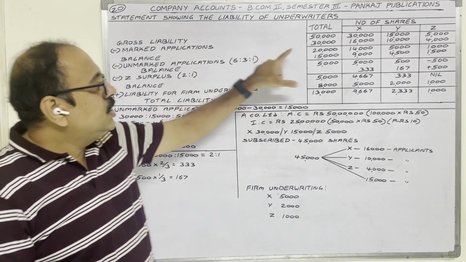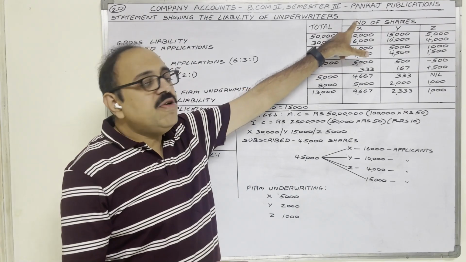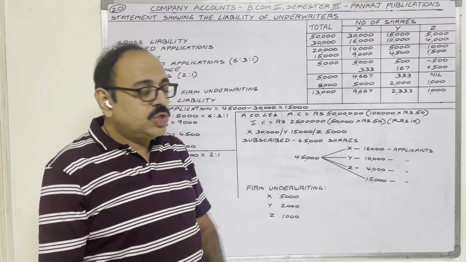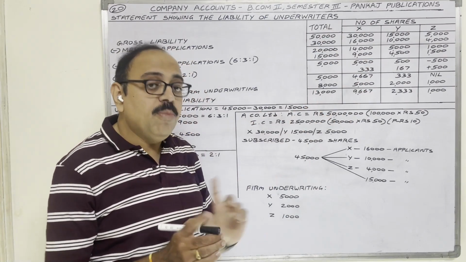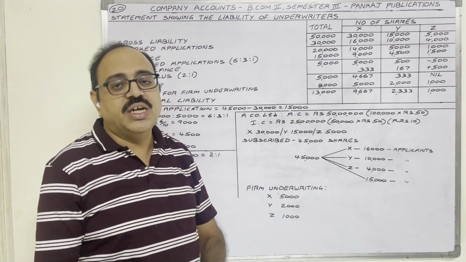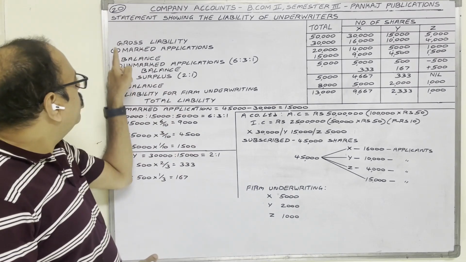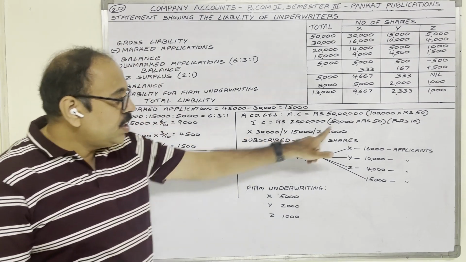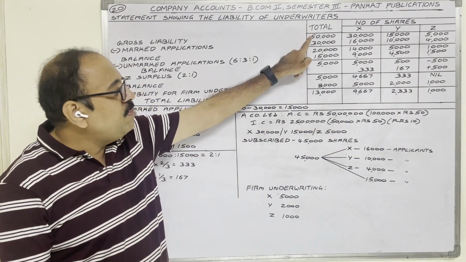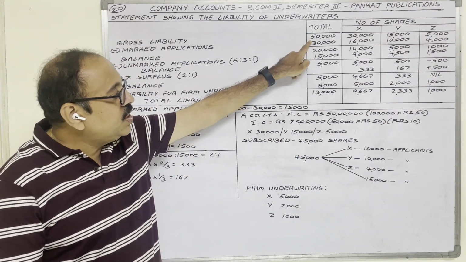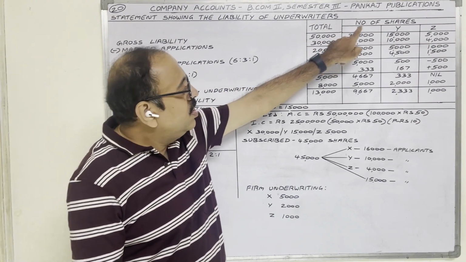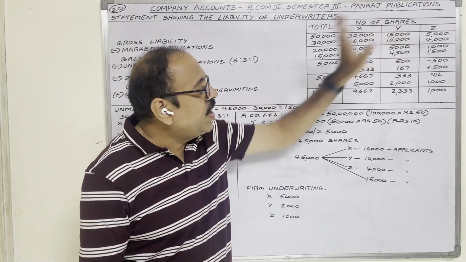The columns are particulars, total, and number of shares, with sub-columns X, Y and Z. All these numbers are not amounts; these are numbers of shares. We start the solution with the gross liability. The company issued 50,000 shares, which we mention in the total column. Of these 50,000 shares, X's underwriting is 30,000, Y 15,000, Z 5,000.